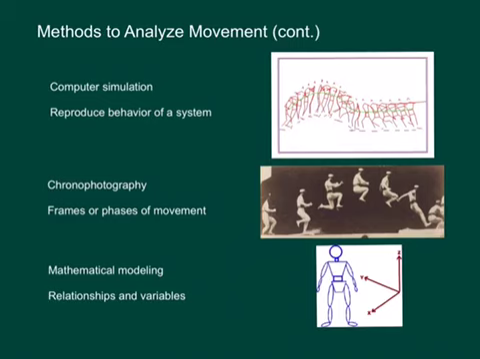Chronophotography, that's where you take pictures in stages or slides or phases of the movement. So again, you can look at the different aspects of the movement and break it down. And the last one we have is mathematical modeling. That goes along with computer simulation, where we're putting in those different relationships and what are the variables, and using math to compute, okay, what might happen, what did happen, and again, to maximize those movements and to look at where there might be some problems with movement.